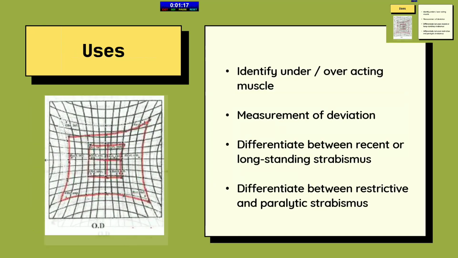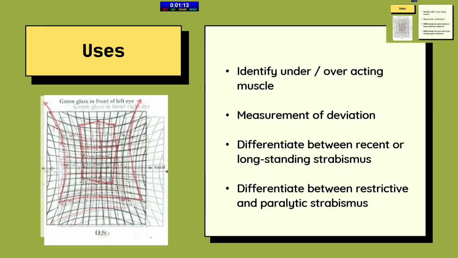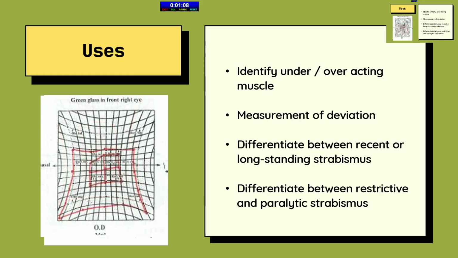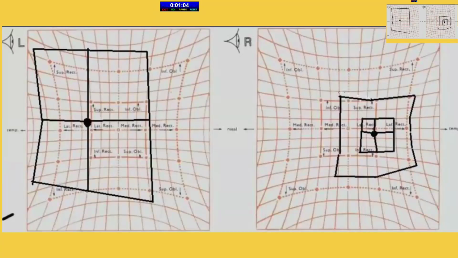Therefore, we use Hess chart to identify which muscle is under or overacting, quantify how much is the deviation of the eye, differentiate between recent or long-standing strabismus, and restrictive or paralytic strabismus. So let's go over a few examples. Which eye do you think is affected here? And what's the primary position? Correct. Right eye, you can see it in down and out position. Any bells ringing? Down and out?